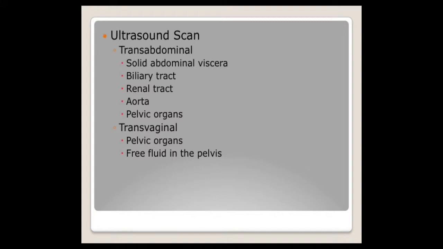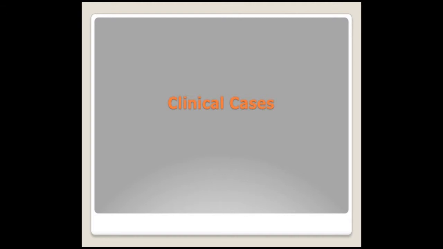The transabdominal approach is most useful for the assessment of the solid abdominal viscera, the biliary tract, the renal tract, the aorta, and can also be used to assess the pelvic organs. If, however, you require a more detailed assessment of the pelvic organs, then it is recommended that the transvaginal approach is used. We will now go through some clinical cases in order to consolidate which scan should be requested depending on the presenting symptoms, and we'll also look at what information should be extracted from the results.